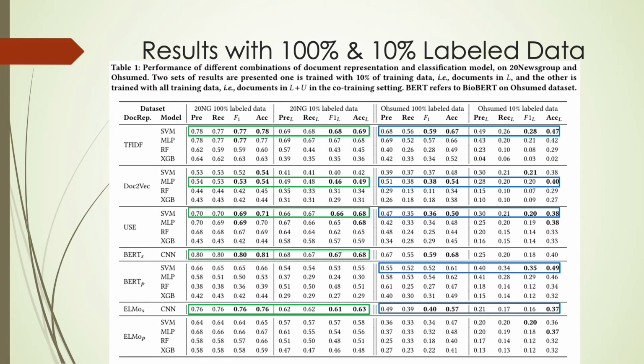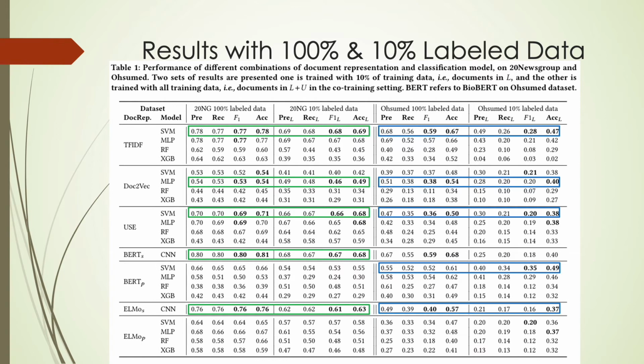The best performing model for each document representation is highlighted by the boxes. Our results suggest that deep contextualized representations, together with the right choice of classification models, are likely to achieve the best results. Nonetheless, TFIDF plus SVM remains a strong baseline.